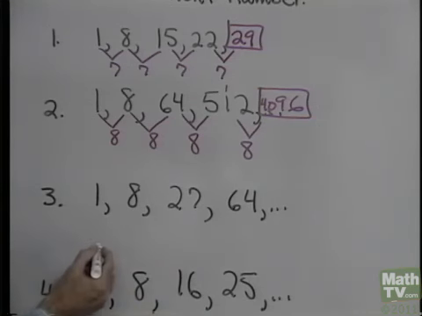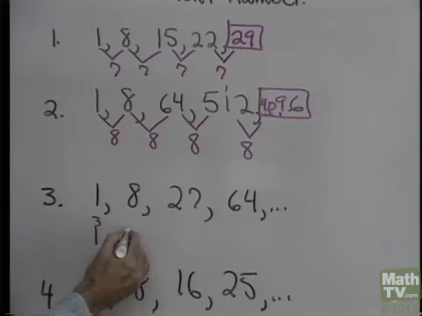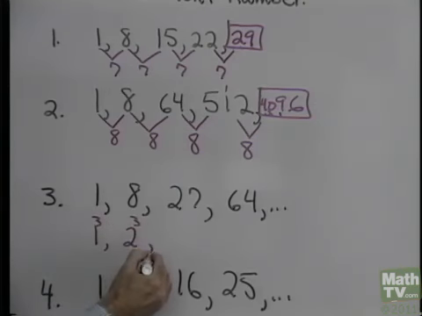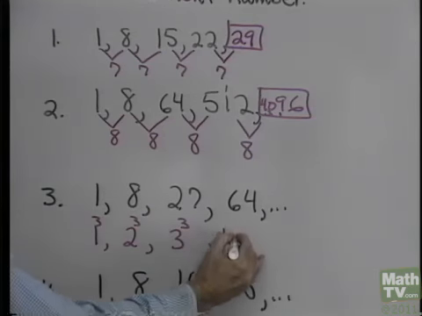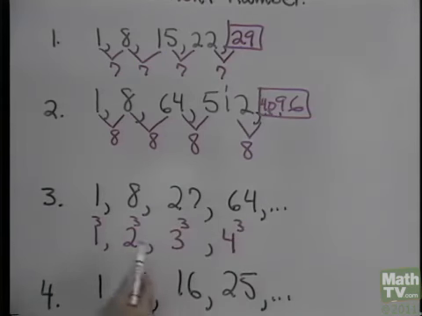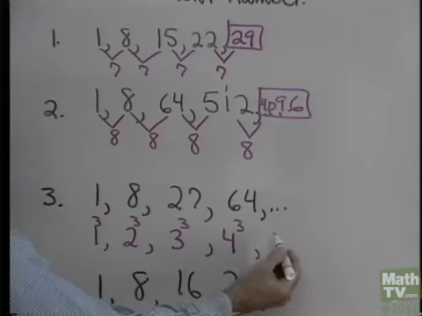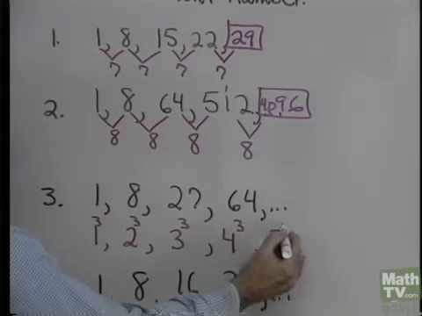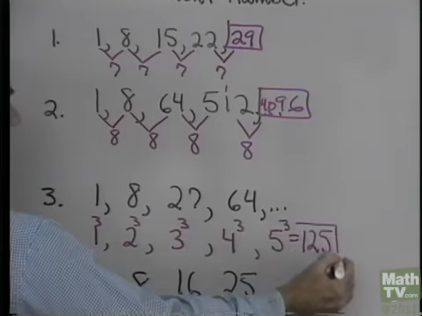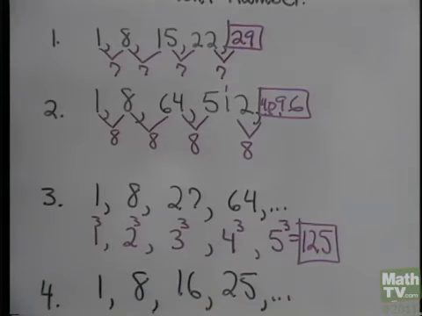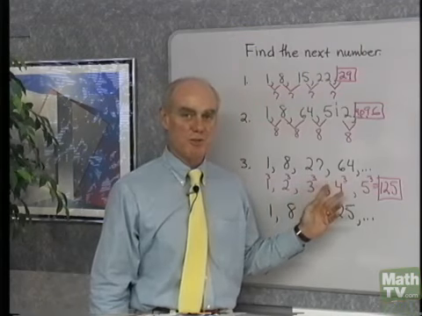How about, let's see, 1 to the 3rd power, 8 is 2 to the 3rd power, 27 is 3 to the 3rd power, and 64 is 4 to the 3rd power. So I have a sequence of powers of 3 where the base increases by 1 each time. So I'm going to guess that the next number in this sequence will be 5 to the 3rd, which is 125.